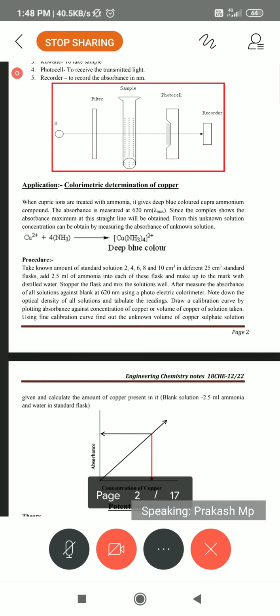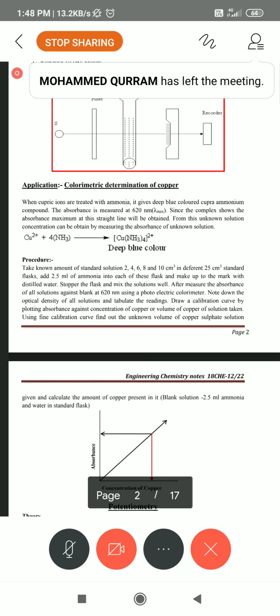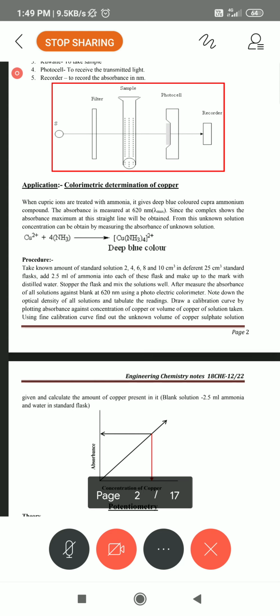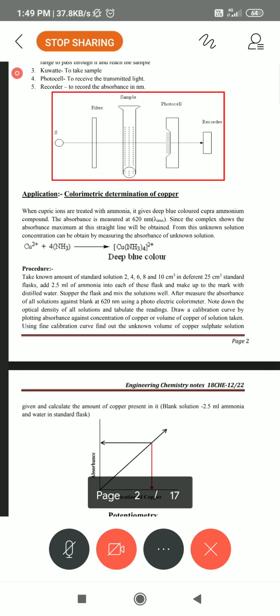That is the reading. So the fourth one you will take is 8 ml of copper sulfate, then 5 ml of ammonia, so 13 ml, and the remaining 37 ml of distilled water you have already filled. So pour this into the cuvette, and take the reading, which is 0.24.